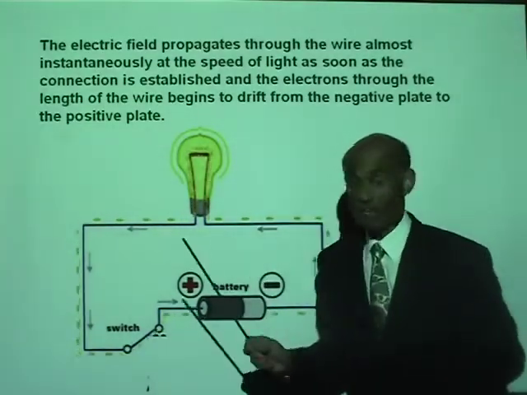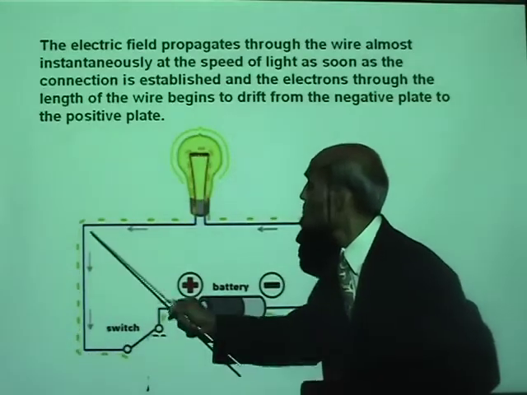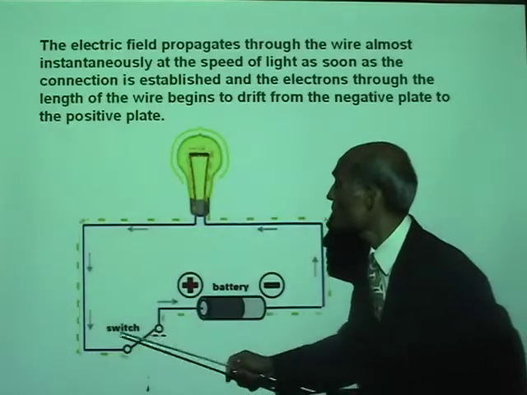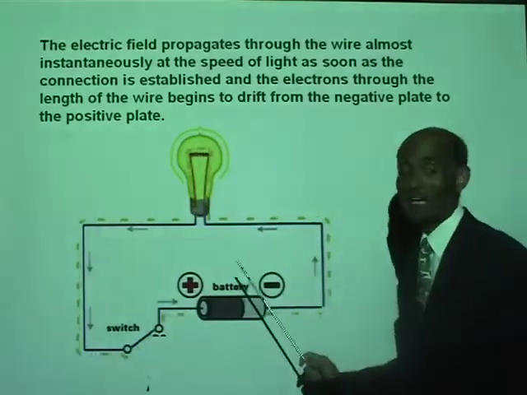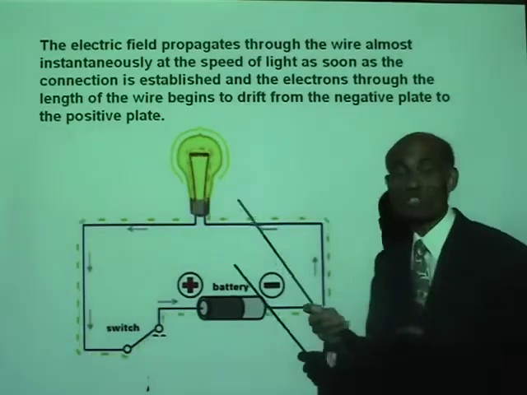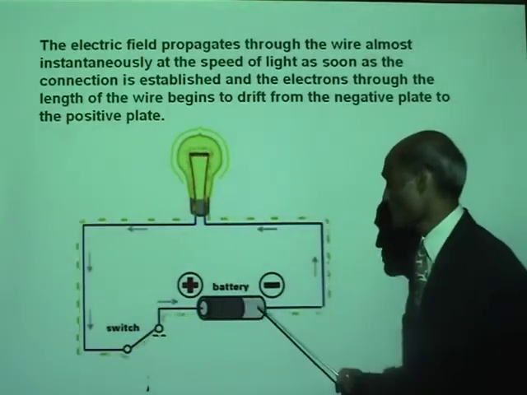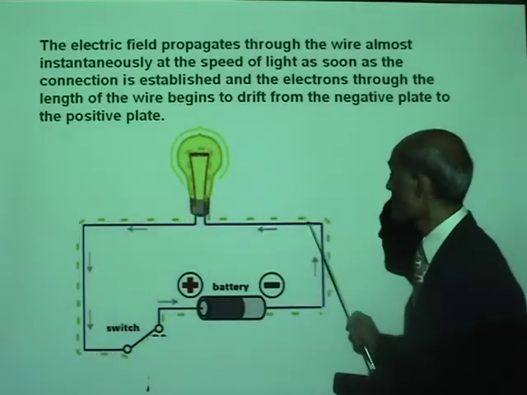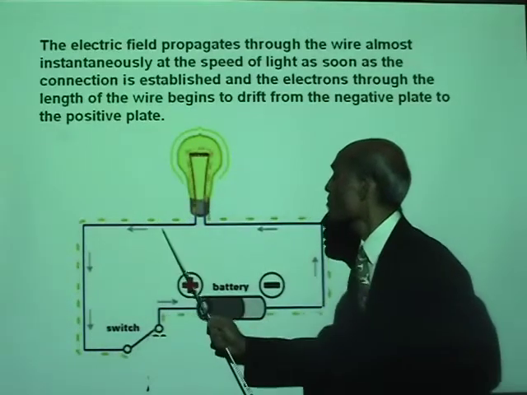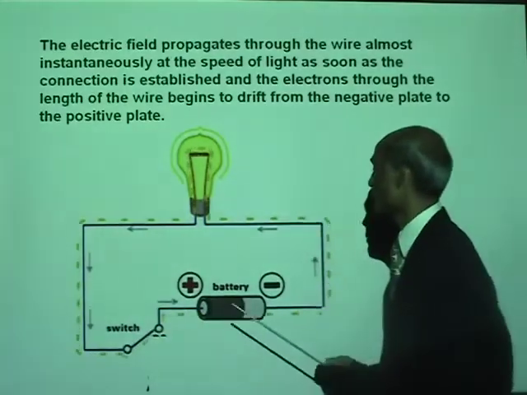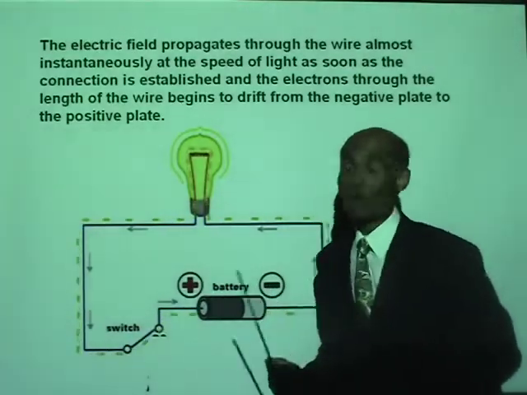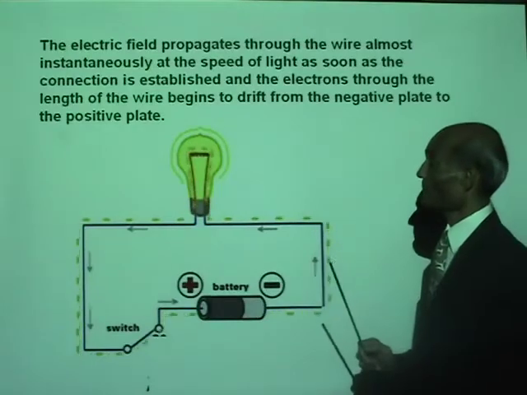An electric field is propagated through the length of the wire. The electric field is from the positive to the negative. That makes negative charges drift. Now here what you're seeing is the drift of negative charges. So negative charges drift from the negative to the positive. Now that is the direction of the drift of electrons. Alright? And that is opposite to the direction of the electric field.